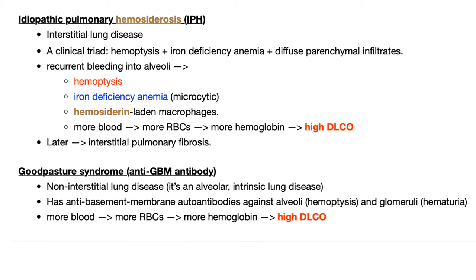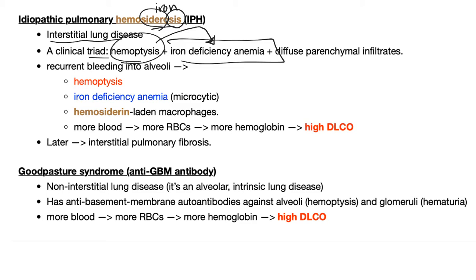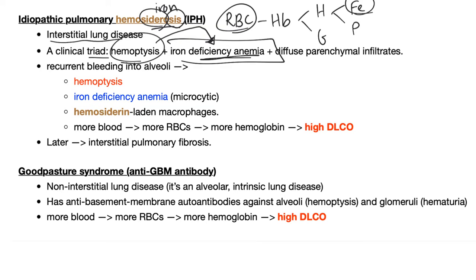Idiopathic pulmonary hemosiderosis. Okay, siderosis means a condition of iron. Osis, condition; sidero, iron. Interstitial lung disease. Okay, clinical triad of hemoptysis, iron deficiency anemia. Because when you cough blood, you're losing blood. Blood contains what? RBCs. RBCs contain what? Hemoglobin. Hemoglobin contains what? Heme and globin. Heme contains what? Iron and protoporphyrin. So when you are losing blood, you're losing RBCs and you're losing iron. That's why you get iron deficiency anemia.